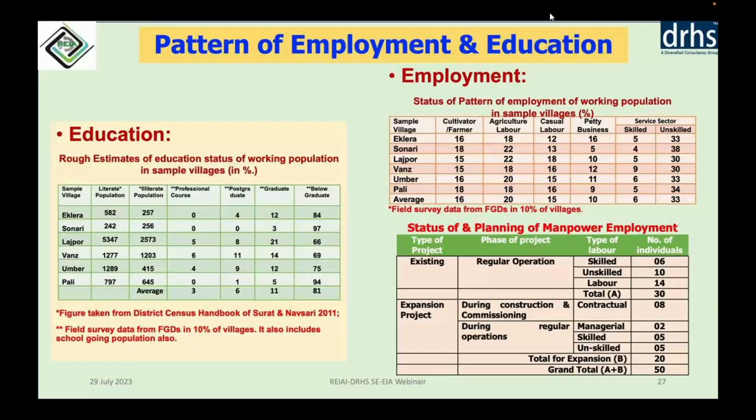And now suppose this is related to expansion. One more thing is, now already 30 people are working. Just ask the proponent, giving the list of all 65 villages, how many of those 30 people are coming from these villages. This is the first way of verifying that a proponent is giving employment to people from the nearby villages. This is the first verification.